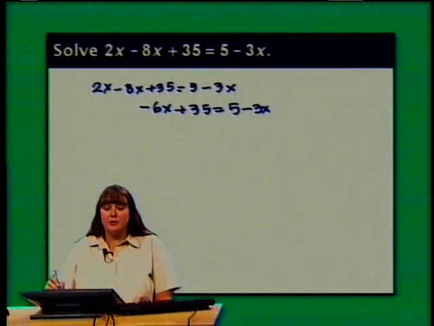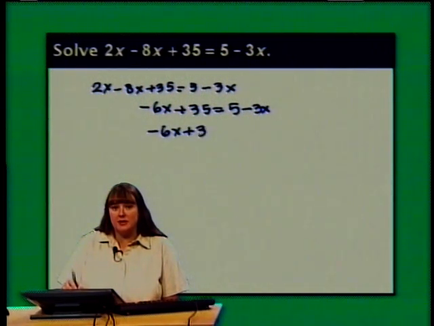Now I have variable terms on both sides of the equation and constant terms on both sides of the equation. I think I'll move my variable terms to the right-hand side of the equation and my constant terms to the left-hand side of the equation. It doesn't make any difference. I can move to either side. I'm just choosing to move my variable terms to the right-hand side. To move my variable terms to the right-hand side of the equation, I'm going to add 6x to both sides of this equation.